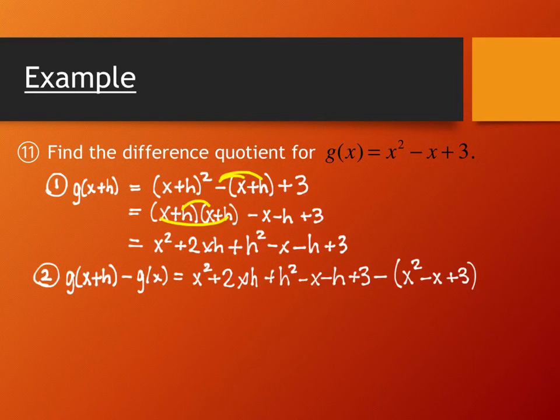So the x squared subtracted at the end cancels with the x squared that we have at the beginning. The negative x subtracted, which would be a positive x at the end, will cancel with the negative x in the middle. And then the opposite of the positive 3, the negative 3 at the end, will cancel with the positive 3 previously. So step 2 is always this sort of collapsing step where we lose a lot of our values because of the subtraction. So this leaves me with 2xh plus h squared minus h.